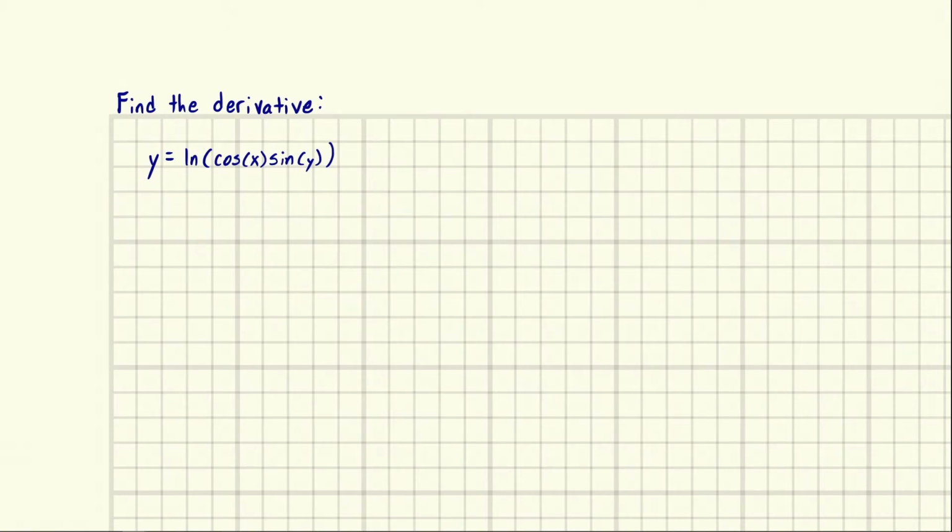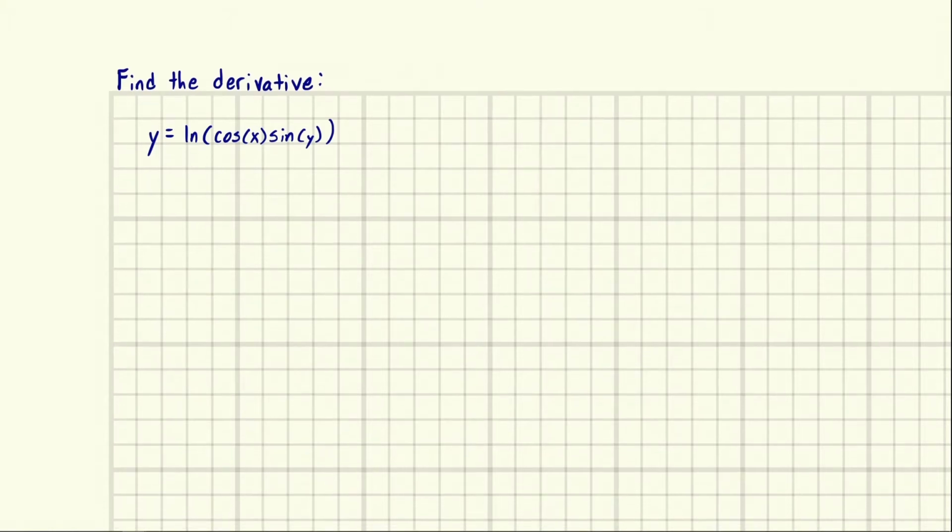Eric Burgess here, and we have been asked to take the derivative of the natural log of cosine x times sine y. So this one's got a chain rule, but in here we've got a product rule, and right here we've got a y, which means we're going to have some sort of an implicit thing. So this is going to be a fun one. We're going to see how well you know your chain and product rules.